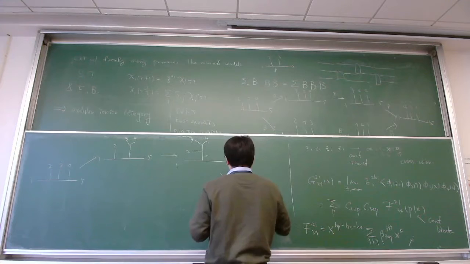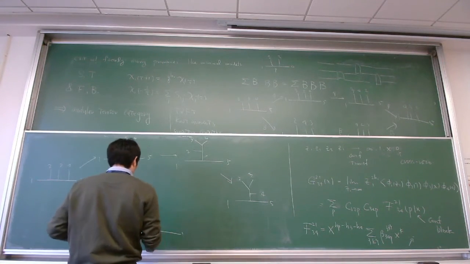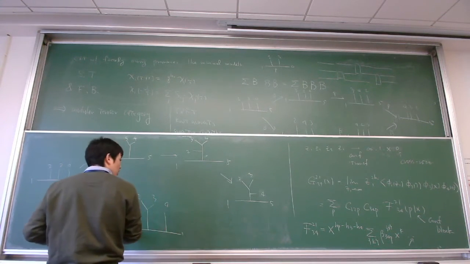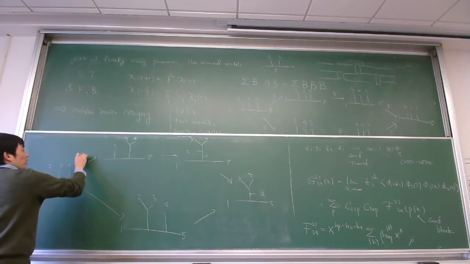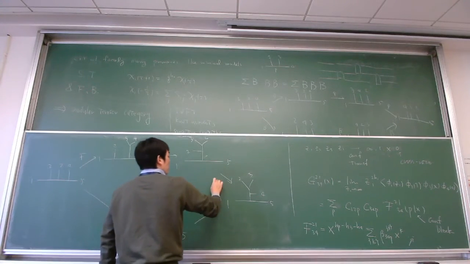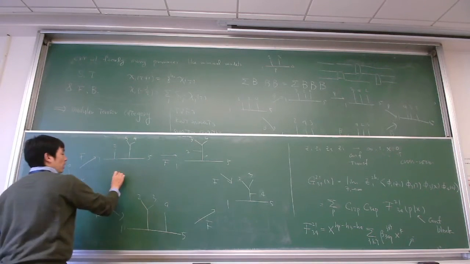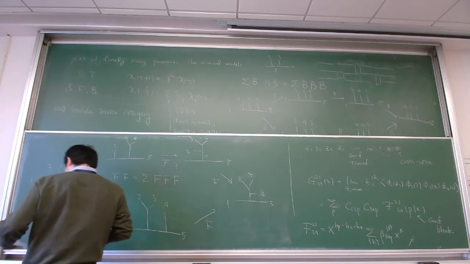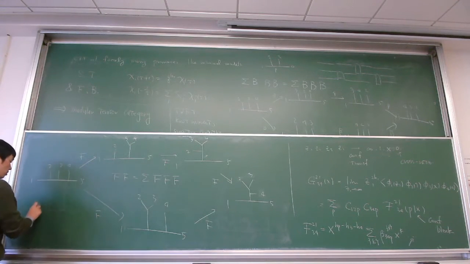2, 3, 4 is the same as you just first do the fusing of 2, 3, and 4, 1, 5. So you have to use the fusion matrix five times. And from here, what you get is F F equals the sum of F F F. Okay, so this is called the pentagon equation.